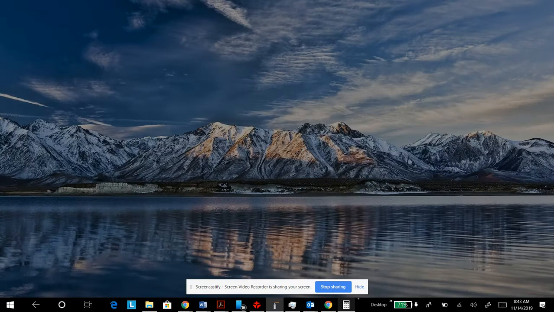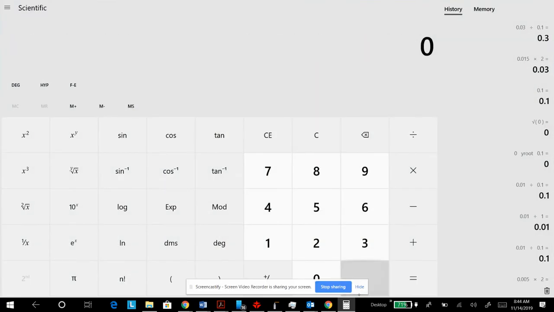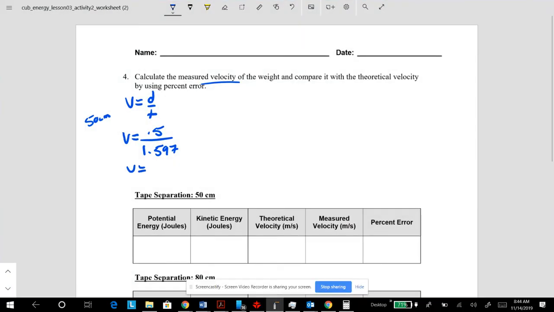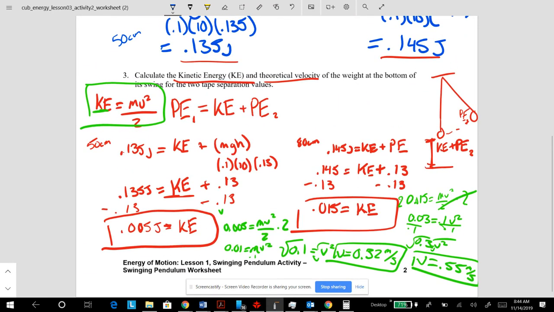Cool. So if I go here, I can say 0.5 divided by 1.597 is 0.313. So I'm going to go right here. And my calculated velocity is 0.313 meters per second. Okay. Now what I want to do is compare it back to the velocity I got on that last one. So I'm going to go back up here. My theoretical velocity is 0.32.